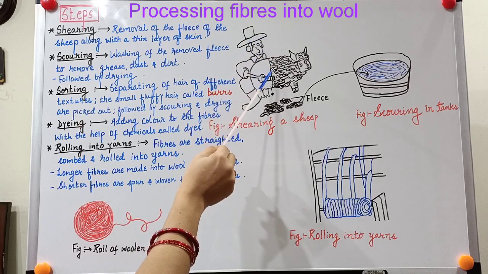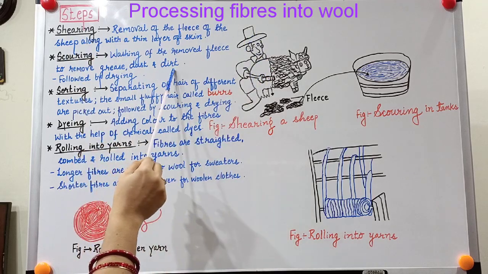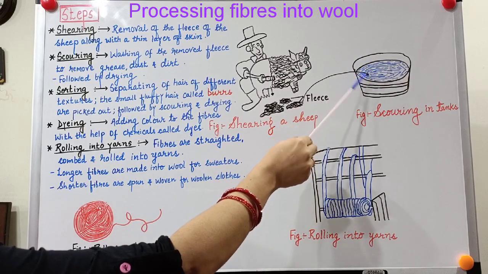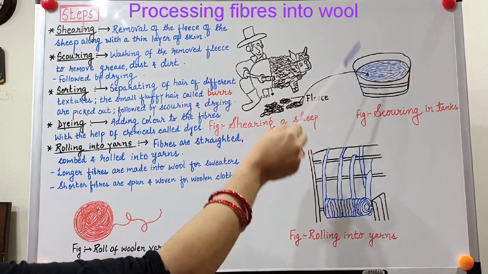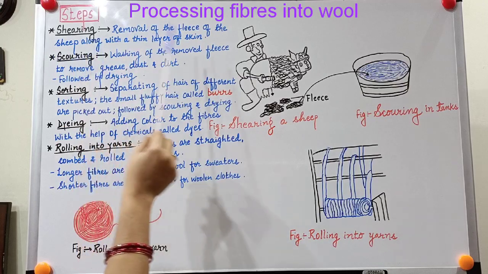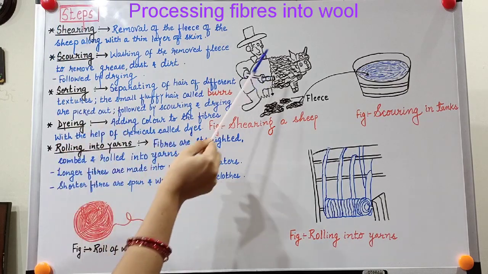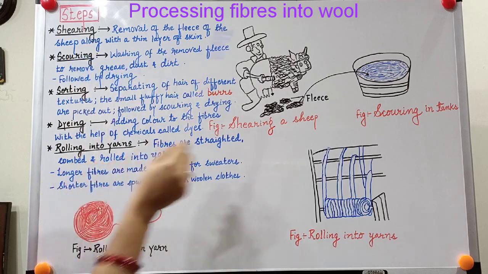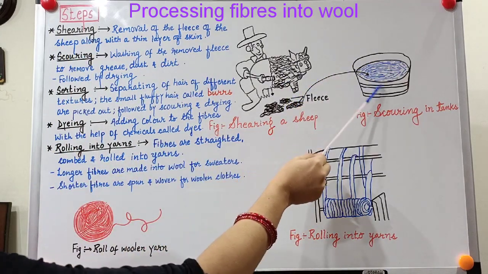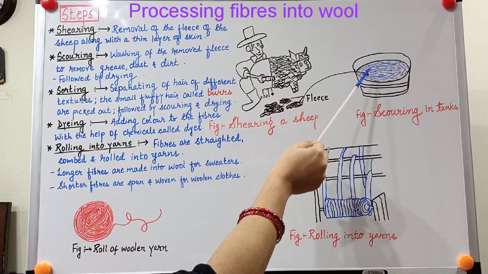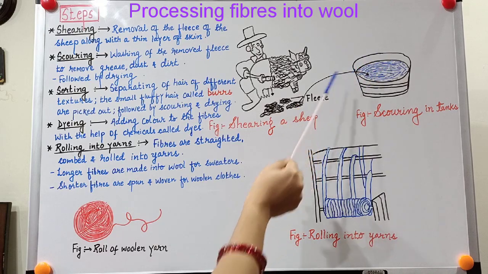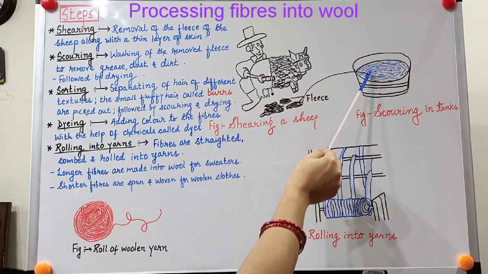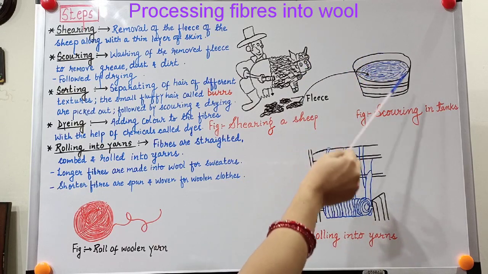Now what is done to remove that dirt, dust and grease? It is put into tanks where it is washed in soapy water, and the process of washing of the removed fleece along with the layer of skin that has been removed is called scouring. And this scouring may be done in tanks, or it may be done with the help of certain machines. Now after the scouring, the fleece is dried.